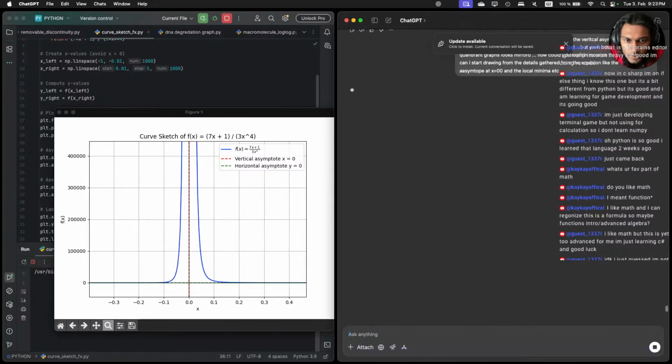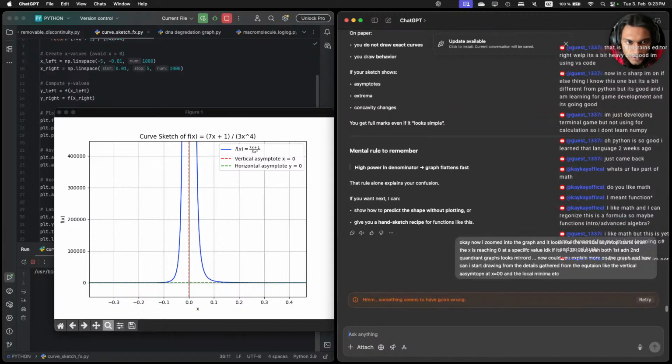Now in C sharp I'm on if else thing. I know this one, but it is different from Python, but it's good and I'm learning for game development and it's going good. This is a JetBrains editor, right? Well, it's a bit heavy, but I'm good using VS Code. Okay. Yo, that's crazy. You're into coding.